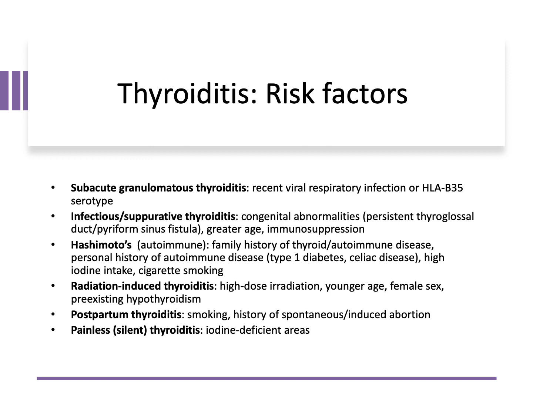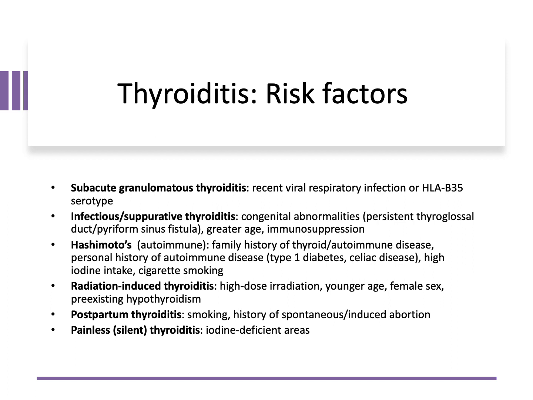So usually somebody presenting with this will already have an underlying disease state. So what are our risk factors? Well, if we go back to our etiology, risk factors are going to be fairly intuitive. So the subacute granulomatous thyroiditis, or de Quervain's, is going to be associated with recent viral respiratory infection, and there's a higher risk with the HLA-B35 serotypes. Infectious suppurative thyroiditis, congenital abnormalities, particularly people later in life or immunosuppressed states tend to have this at a little bit higher rate.